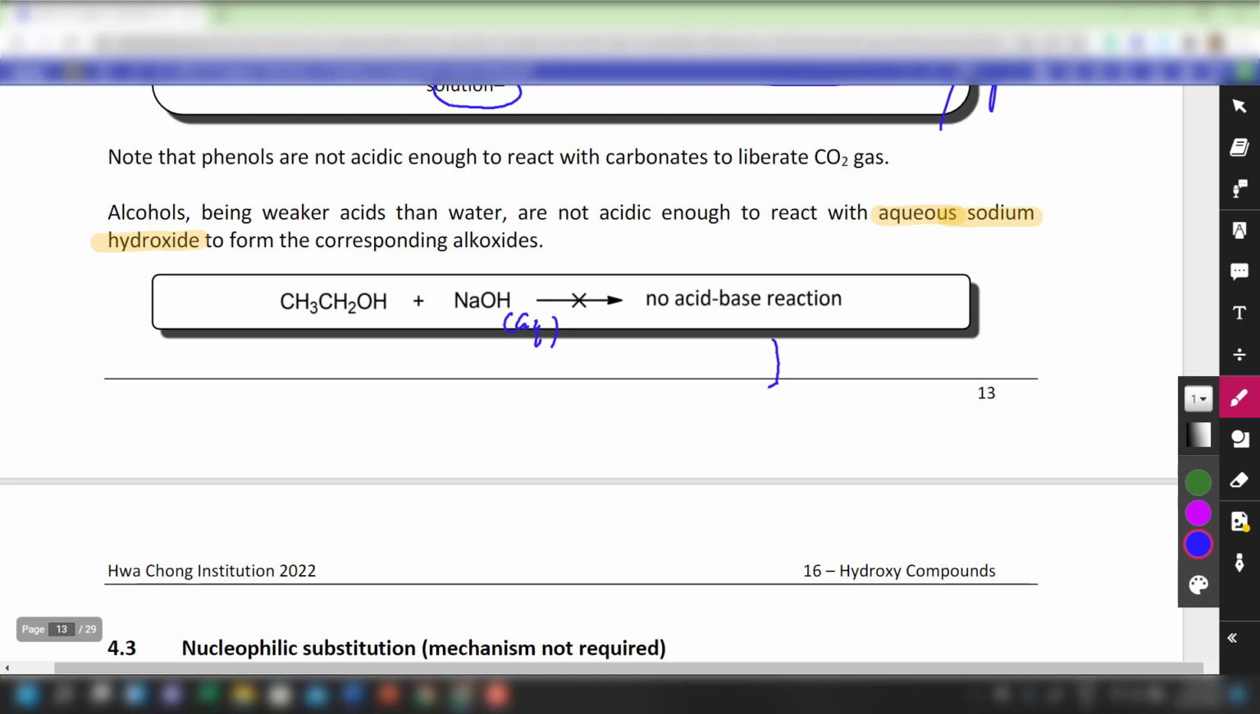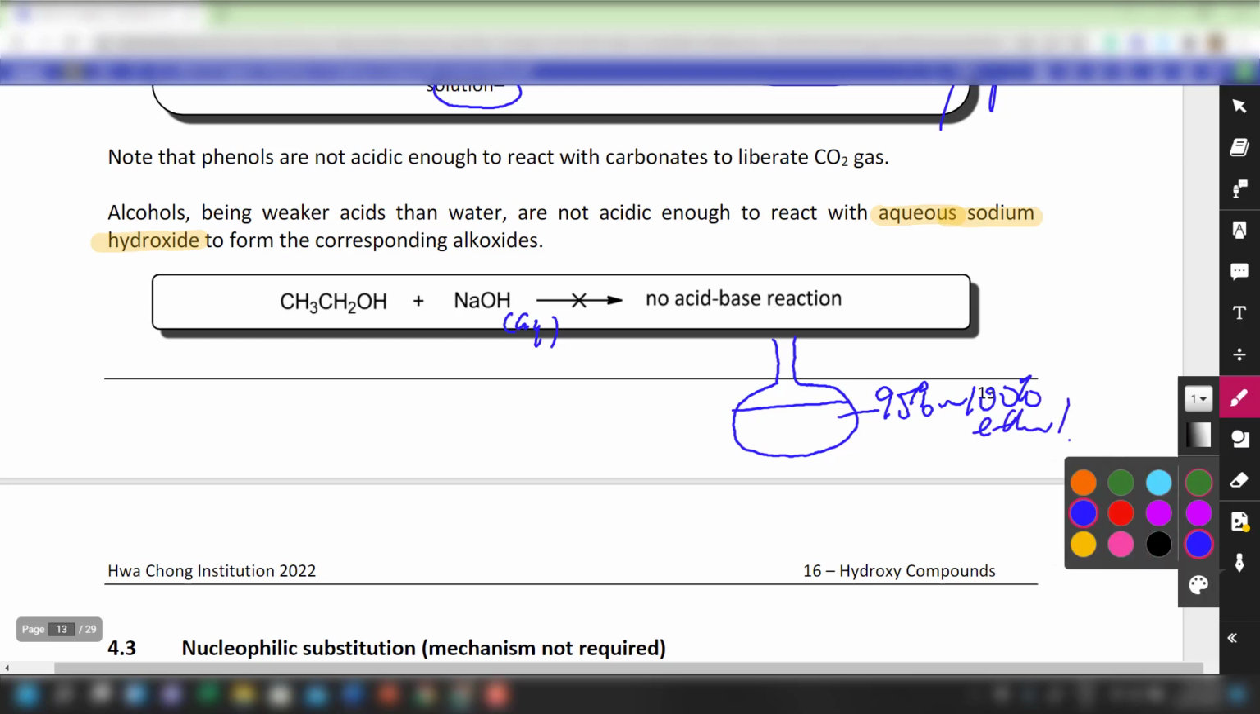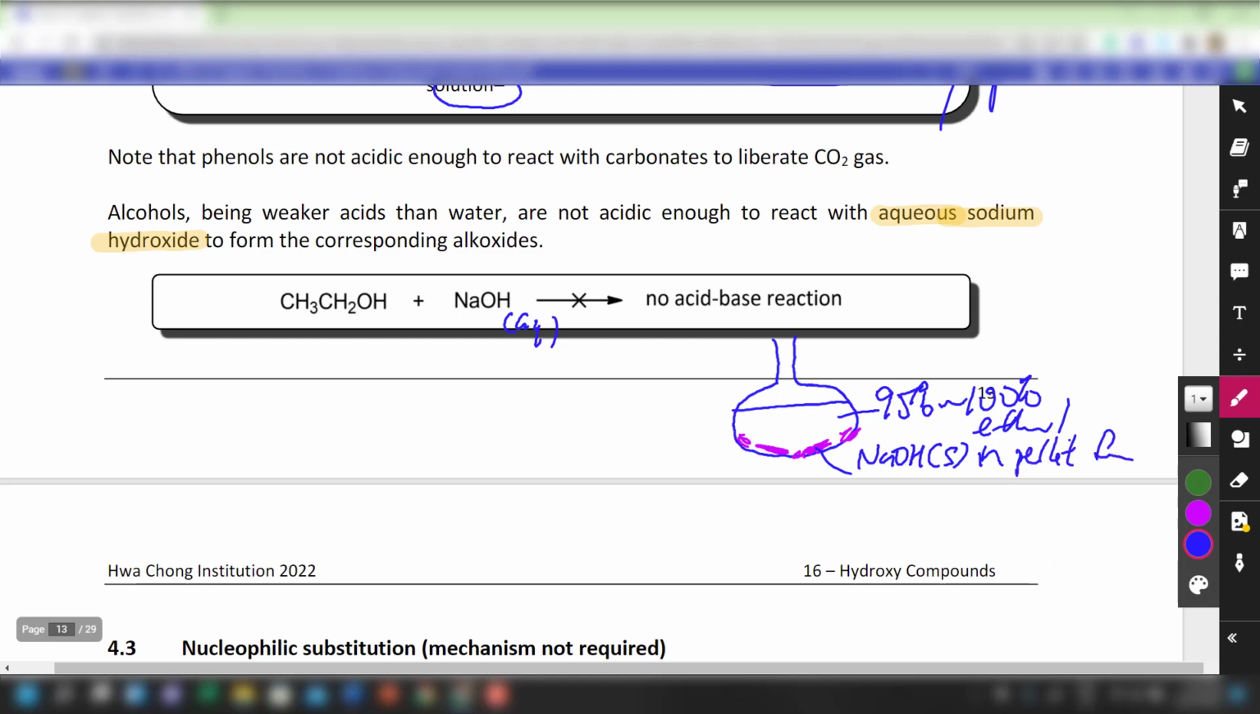However, I think I've shared with some of you in the classroom, if I have pure ethanol, say 95% to 100% ethanol, and I input pellets of potassium hydroxide or sodium hydroxide, so let's say this is solid NaOH in pellet form, and you dissolve them directly in pure or neat ethanol, then you are able to allow the alcohols to undergo the necessary reaction to produce the ethoxide. So this is possible.